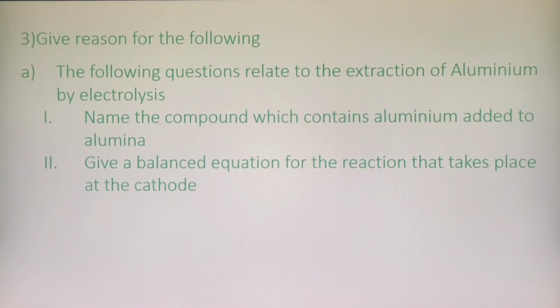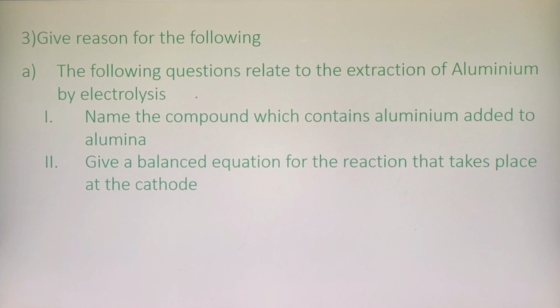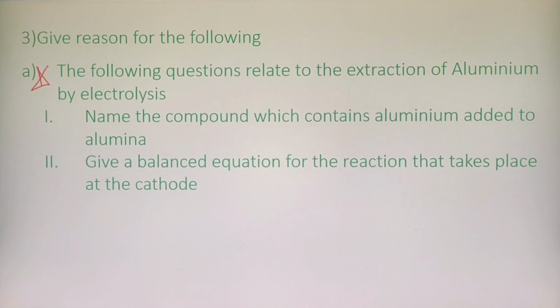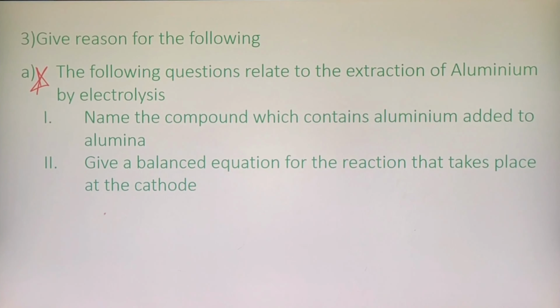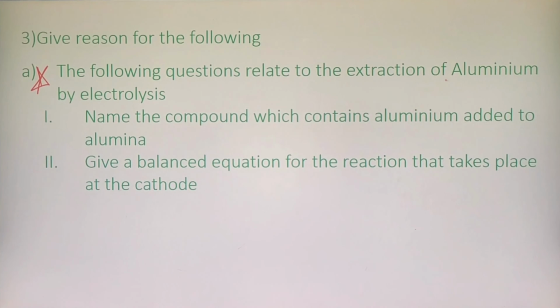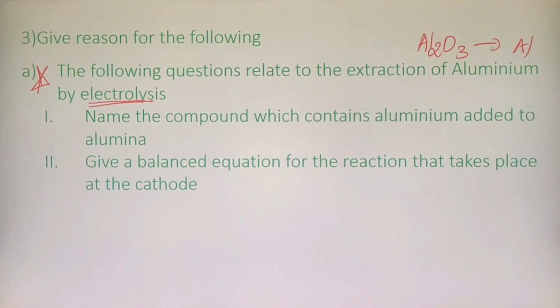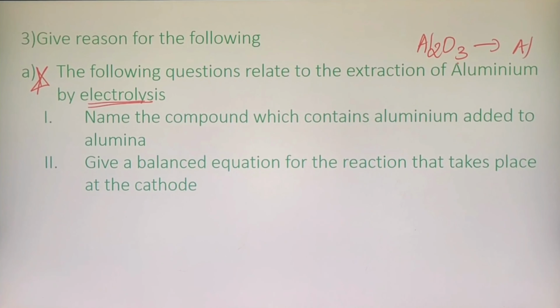Ore is the naturally occurring compound of a metal from which the metal can be extracted. Next question. The following questions relate to the extraction of aluminium by electrolysis. Now, please note here, children, this is a very, very important question. Can you name the process by which aluminium oxide or alumina is converted to aluminium? We call it the Hall-Heroult process. Yes. This is one of the very, very important questions of metallurgy.